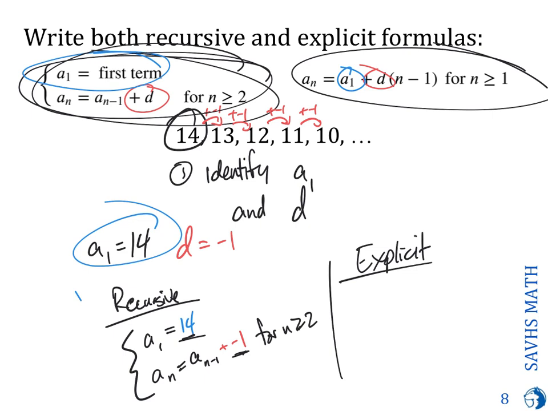Our explicit formula, we have to take exactly the same steps. We just change our A1 and our D to what we know they are. So AN equals A1 is 14, D is -1, there we go, all done.